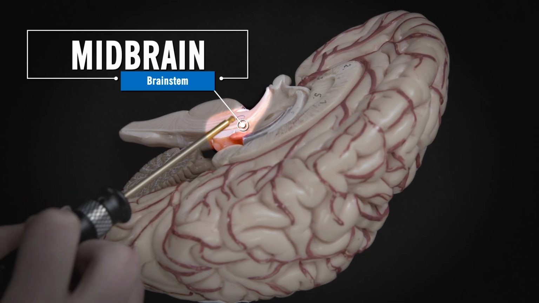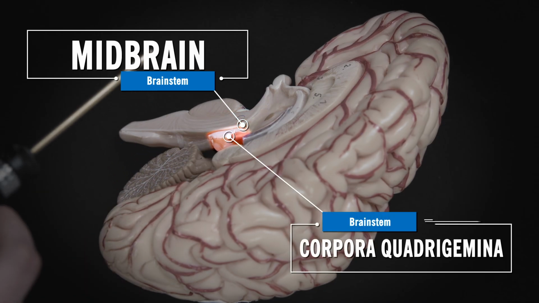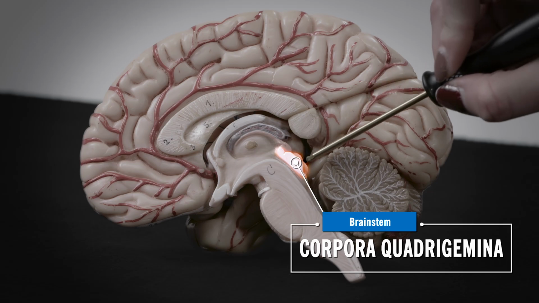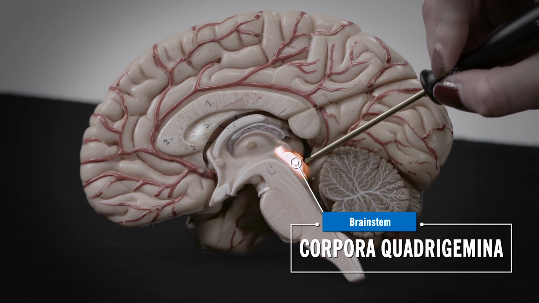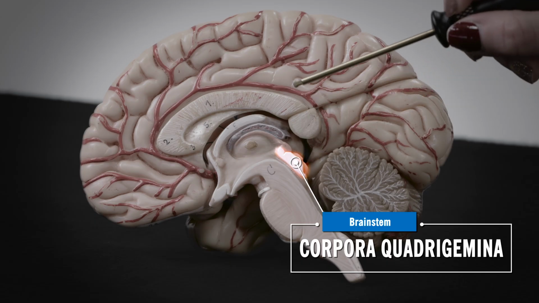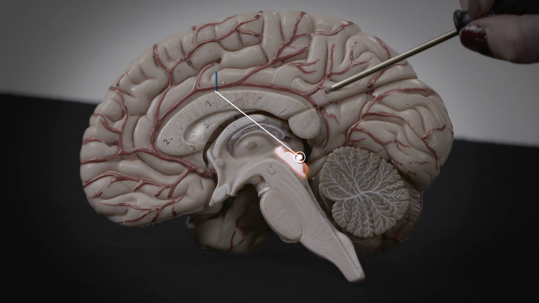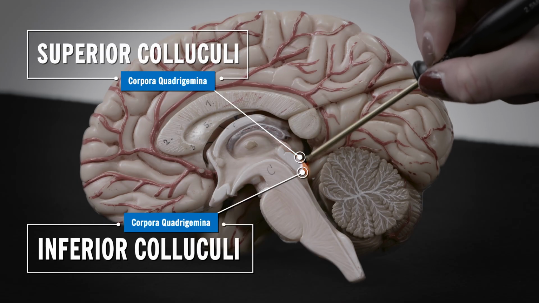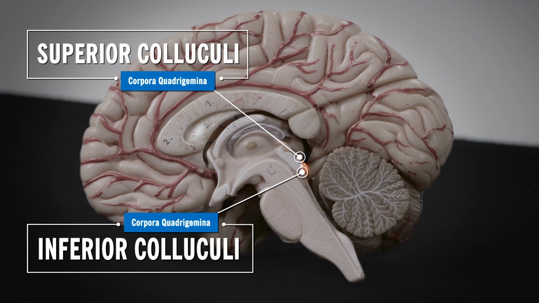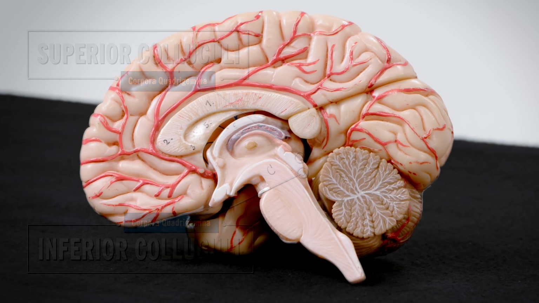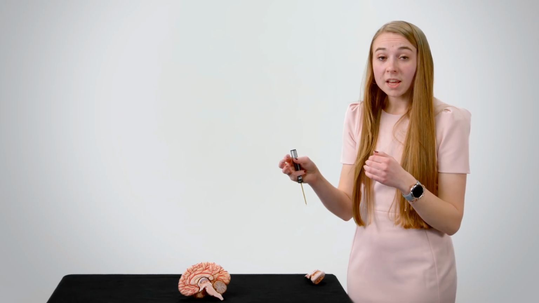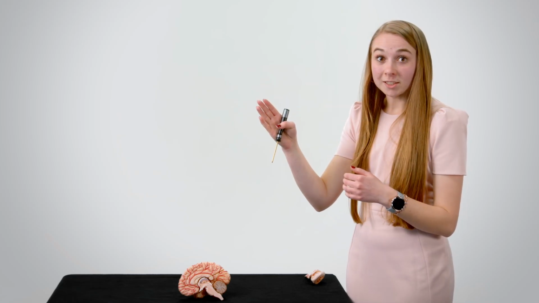The posterior part of the midbrain is the corpora quadrigemina, which consists of 4 bumps, 2 of which can be seen here. These are broken into pairs with the superior colliculi and then the inferior colliculi. Both of these deal with vision. The superior colliculi deals with eye tracking and movement, and the inferior colliculi deals with us moving our eyes when we hear a sudden sound.